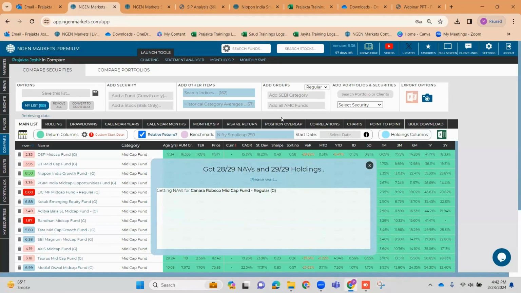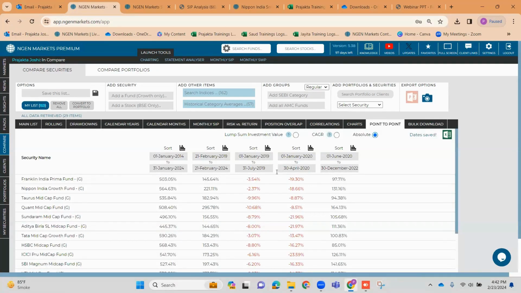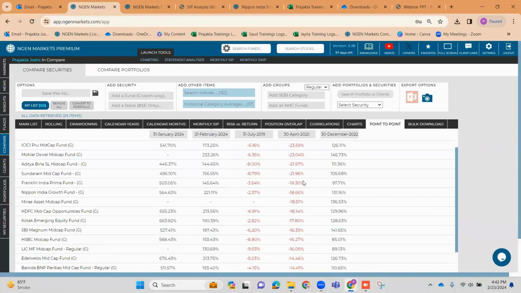I just wanted to show you that even if you change the list, our scenarios, our start and end dates that we've built in the point to point have not changed. So your effort gets saved. The moment you go to point to point, you have these scenarios ready. You want to check what happened to the mid-cap universe this time around, so it's right there in front of you.